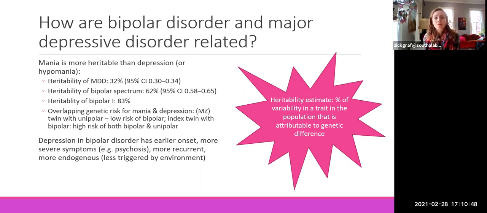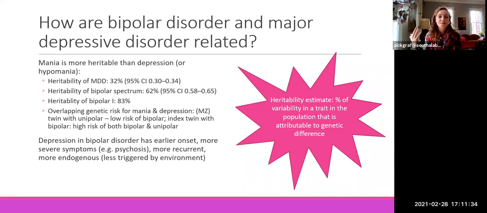We'll talk more about what heritability estimates mean in the psychosis lectures, but basically, that 32% is the percentage of variability in a trait that we see in the population that can be accounted for or explained by someone's genes. This isn't to say that if your parents have major depression, you only have a 32% chance of having it yourself. It's more that if you were to take one person's depression, not that we can do this, but pretending that we could, 32% of what goes into explaining why they're depressed right now is just their genetic risk. The other 68% is unrelated to their genes.